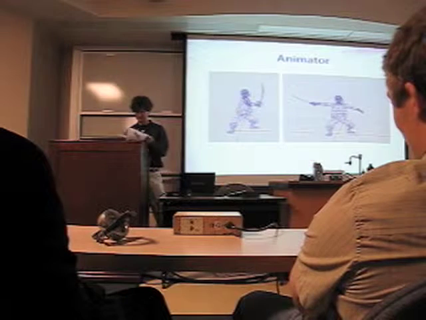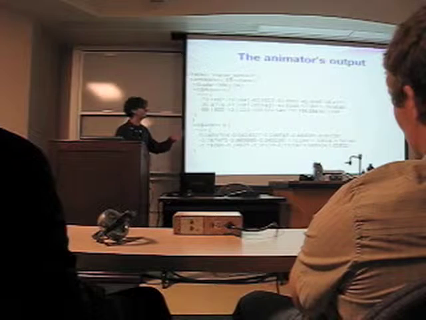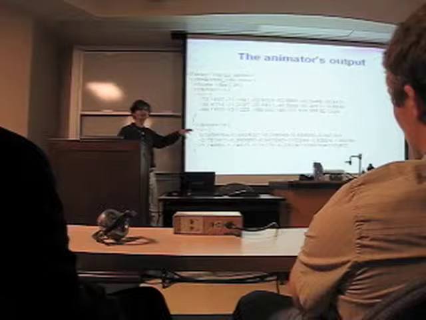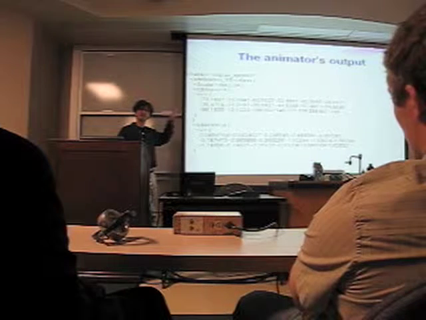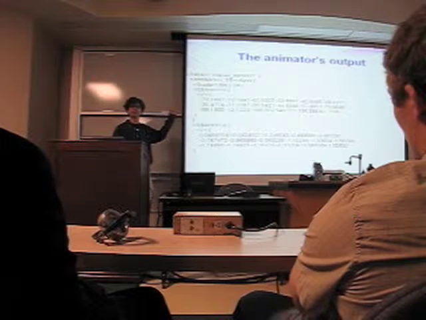Again, similar to the modeler, the animator produces an output file, which might look like this. Again, just a table of numbers, but this has particular meaning for Panda. Again, this describes the particular angles and positions of every joint for every frame of the animation. And again, this is an excerpt of a much larger file.